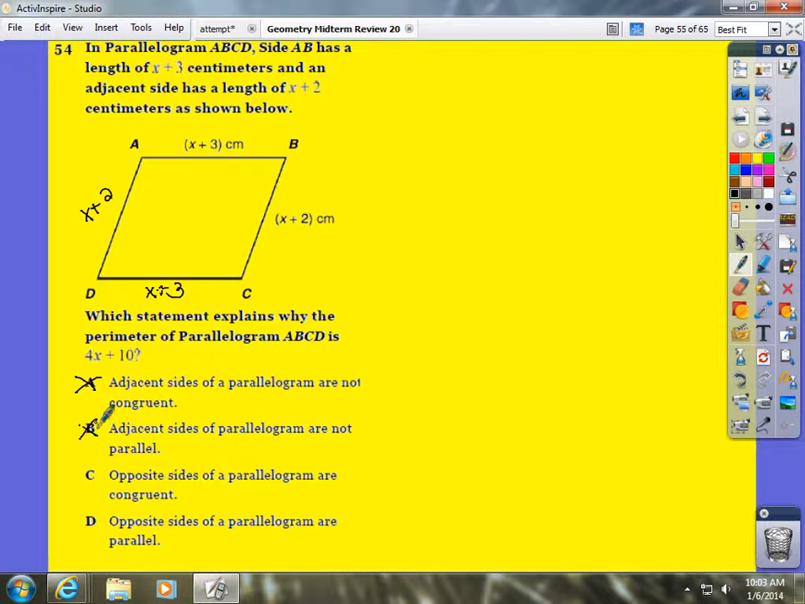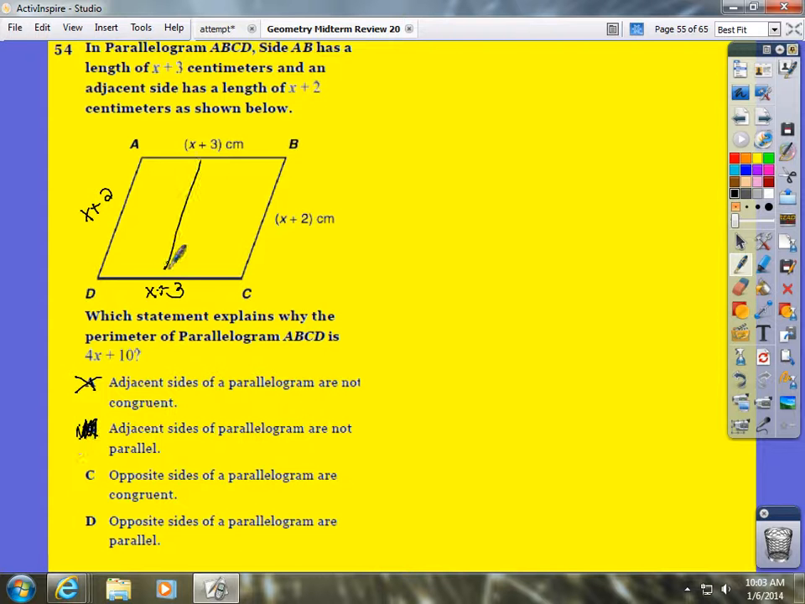Opposite, adjacent sides. Adjacent sides can be congruent because it can be a square, but they are not parallel. That is actually true, but that doesn't explain the perimeter. Opposite sides of a parallelogram are congruent. This side equals this one equals this one.